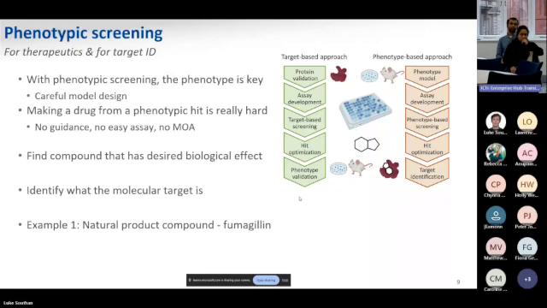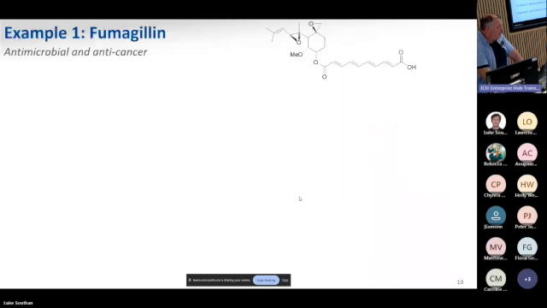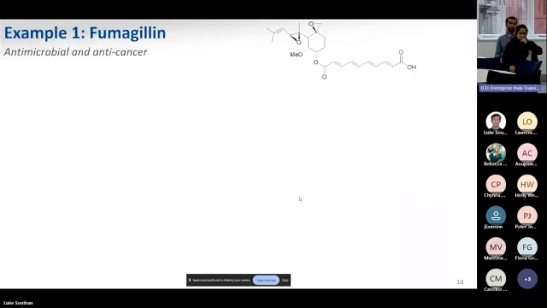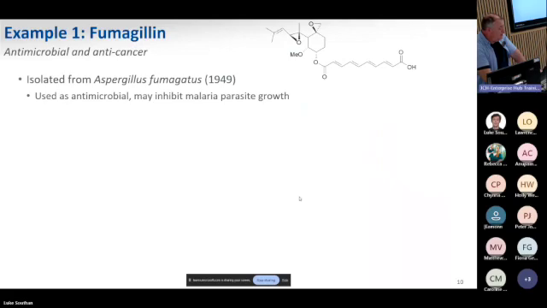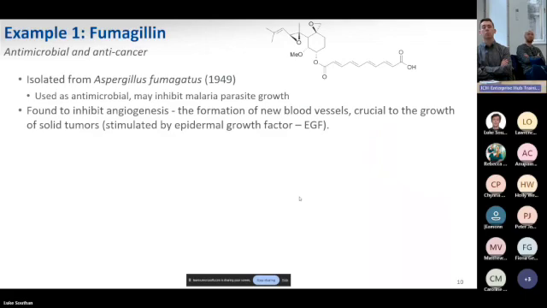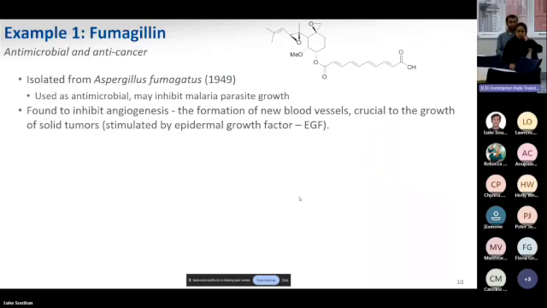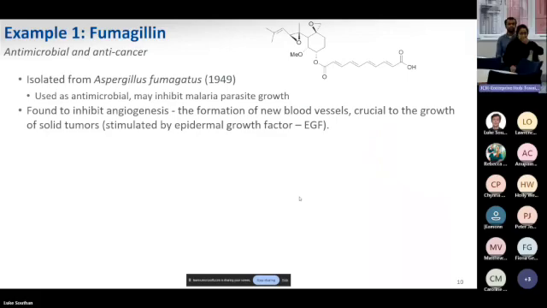So I've got two examples of that, fumagillin and ribocil, which are two nice phenotypic evolved hits. So fumagillin is that compound at the top, which is horrific. It was discovered in 1949. It's a bacterial natural product, and it's an antimicrobial. It's been touted for inhibiting malaria, but at some point, in that classic style of people throwing things on the cells or at organisms and seeing what they do, they found that that compound inhibited angiogenesis, which is heavily involved in tumors, especially solid tumors.